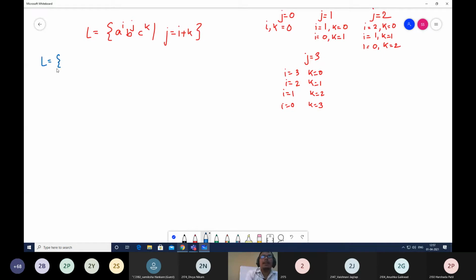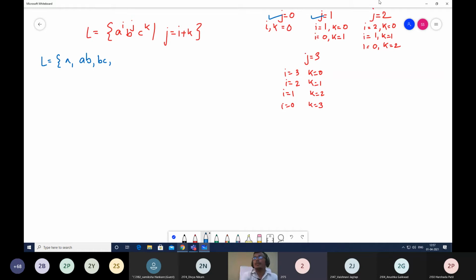Right? Now based on this, if I try to write the strings for my language, first case, when my j was 0 and i and k are also 0, my string generated will be null. Second is when my j is equal to 1. So either i will be 1 or k will be 1. When i is 1, my string will be AB, and when k is 1, my string will be BC. So I am getting two strings when my value of j is equal to 1. Are you getting this?